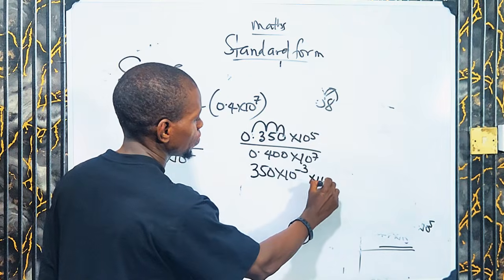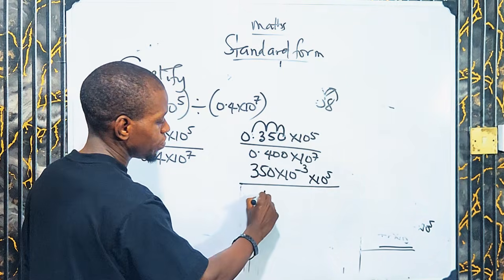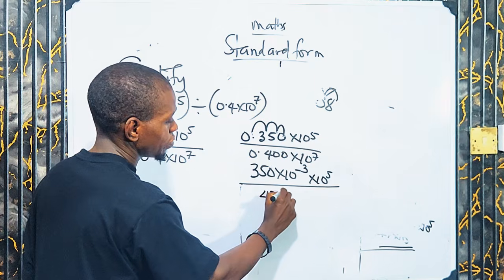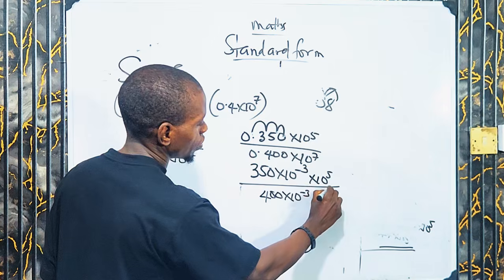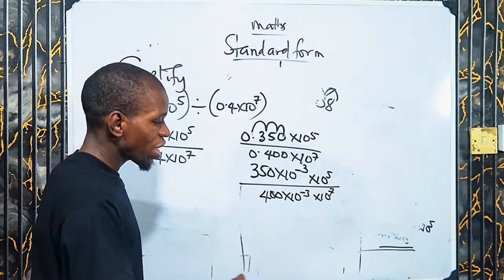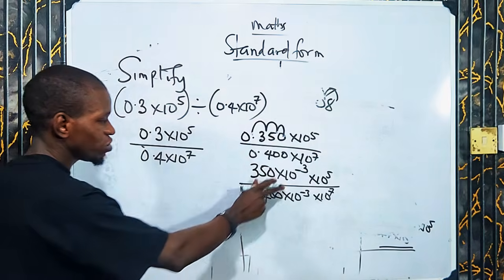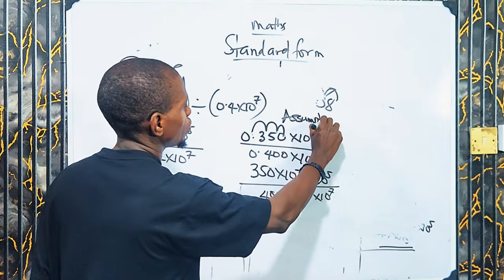Then I'll now say times 10 to the power 5 all over, okay, from front to back again, 400 times 10 to the power minus 3, times 10 to the power 7. Just bear it in mind, see the way I'm doing it now. So this is how to solve it. Since you understood this idea, this is just an assumption.